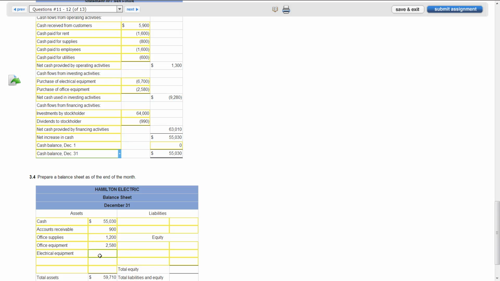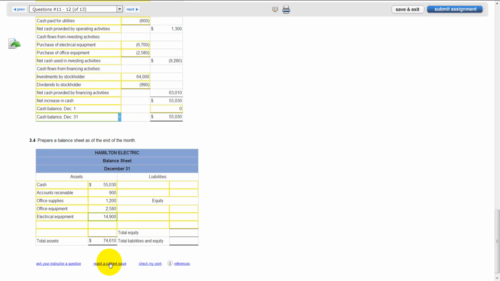$2,580, 14,900. And notice it's totaling it up here at the bottom. And because they call this a balance sheet, this has to balance. This number has to equal this number. And if you remember, basically this is the same thing as our accounting equation. Assets on the left side are equal to liabilities plus equity on the right side.